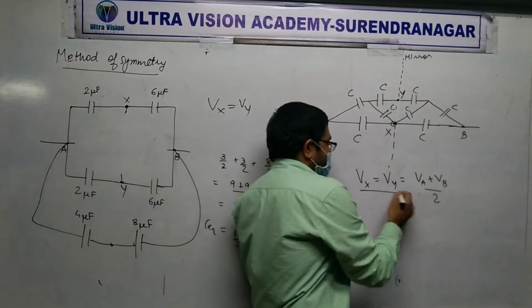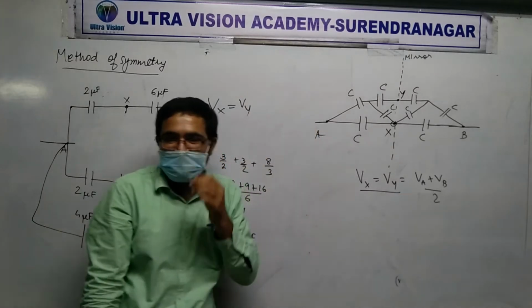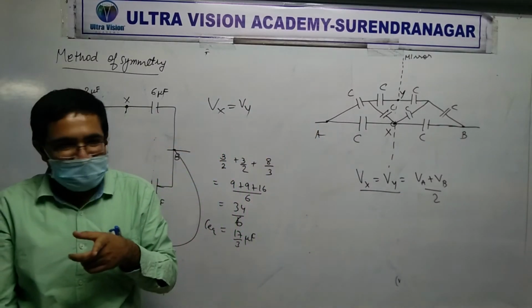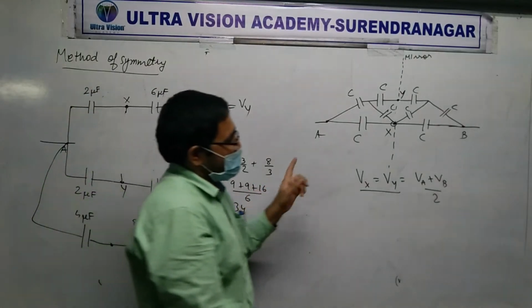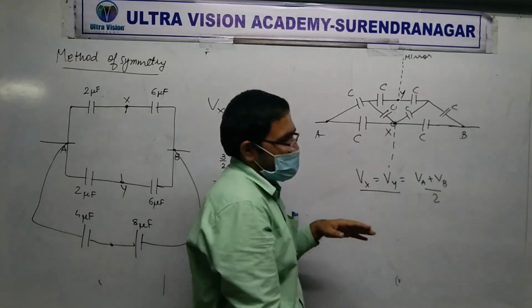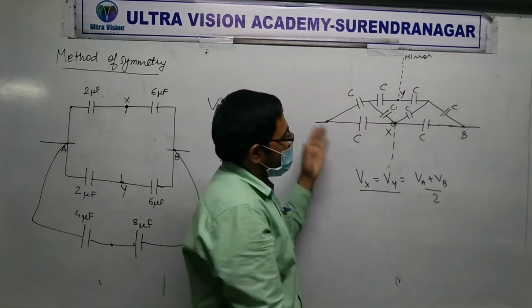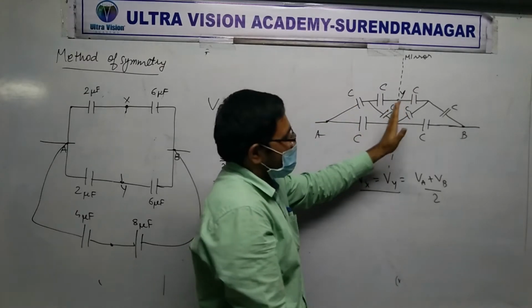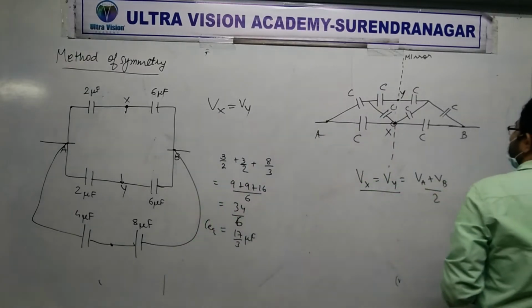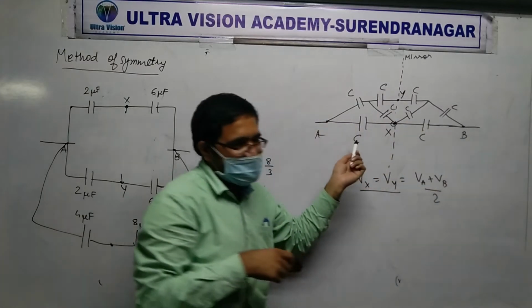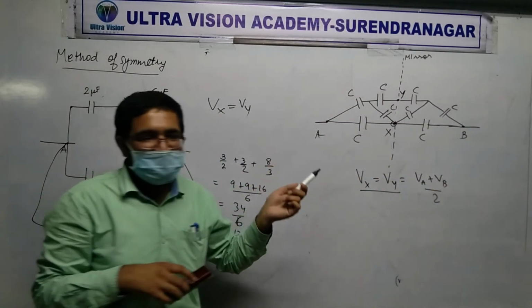Is this clear first, Vx is equal to Vy? Yes. Okay, why is it exact average of A and B's potential? Because it is right in the middle. Suppose you think that there is only half of it.